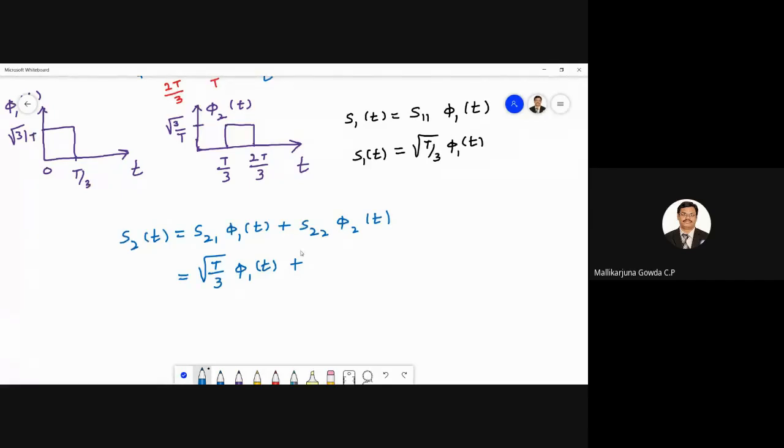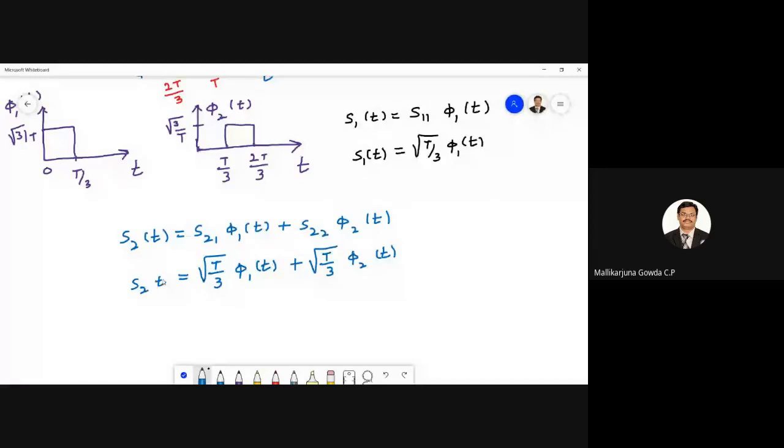So what is S22? It is G2 of t divided by pi 2 of t. And G2 of t is 1 and pi 2 of t is root of 3 by t. So I can say S22 is root of t by 3, right, into pi 2 of t. So this is how I express S2 of t in terms of the orthonormal functions.